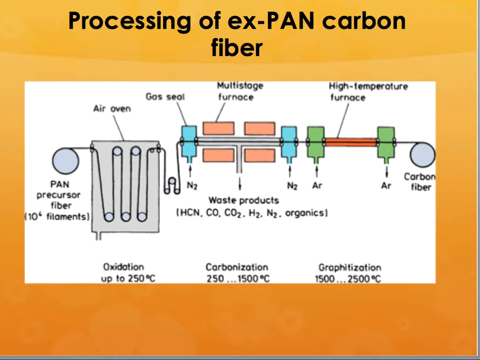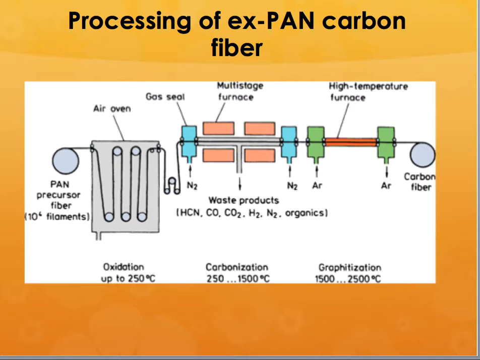But after that, it is carbonized between 250 to approximately 1200, 1500 degrees centigrade. During that time, it removes the nitrogen, carbon dioxide, carbon monoxide, hydrogen, nitrogen, and organics, etc. And so now you get an absolutely pure form of carbon.